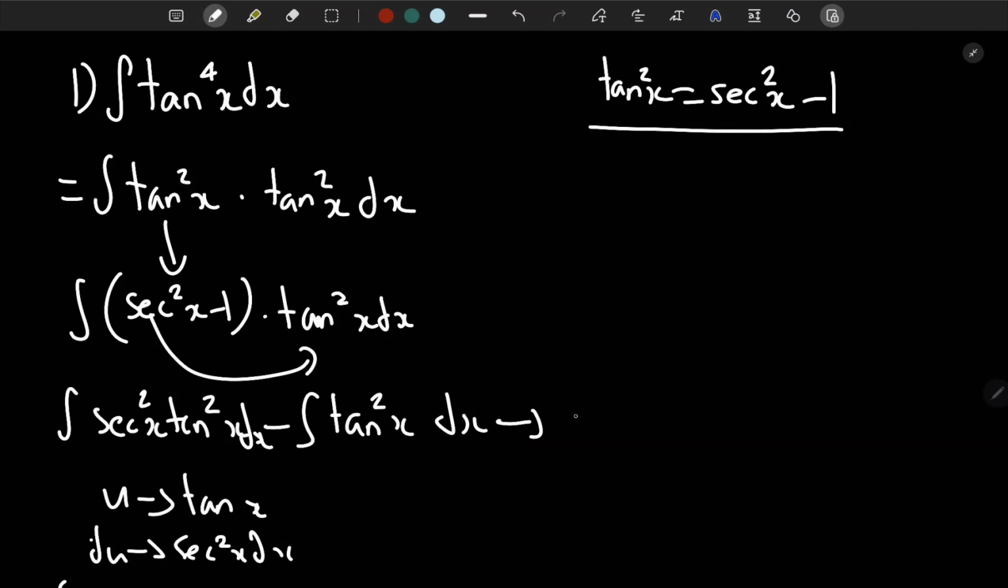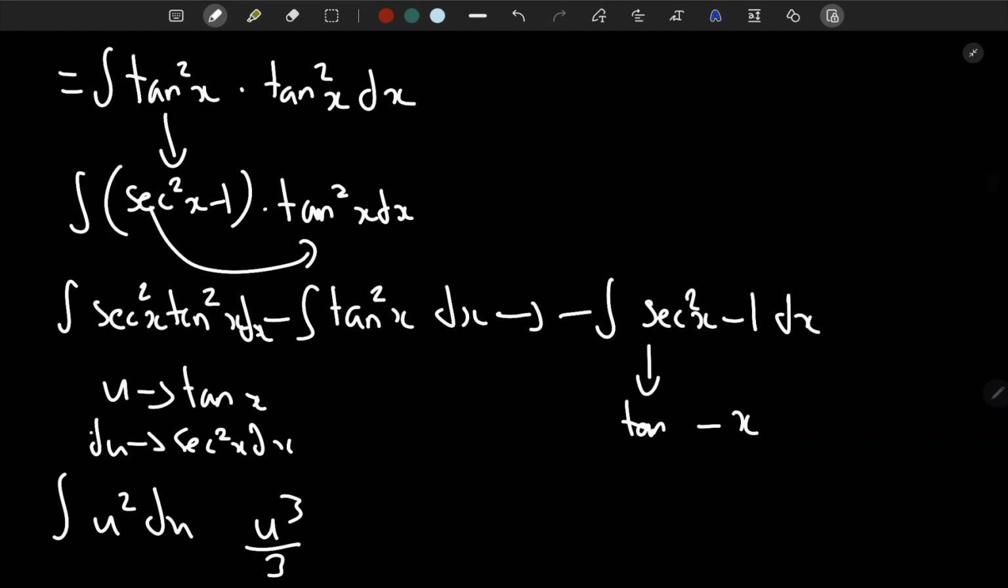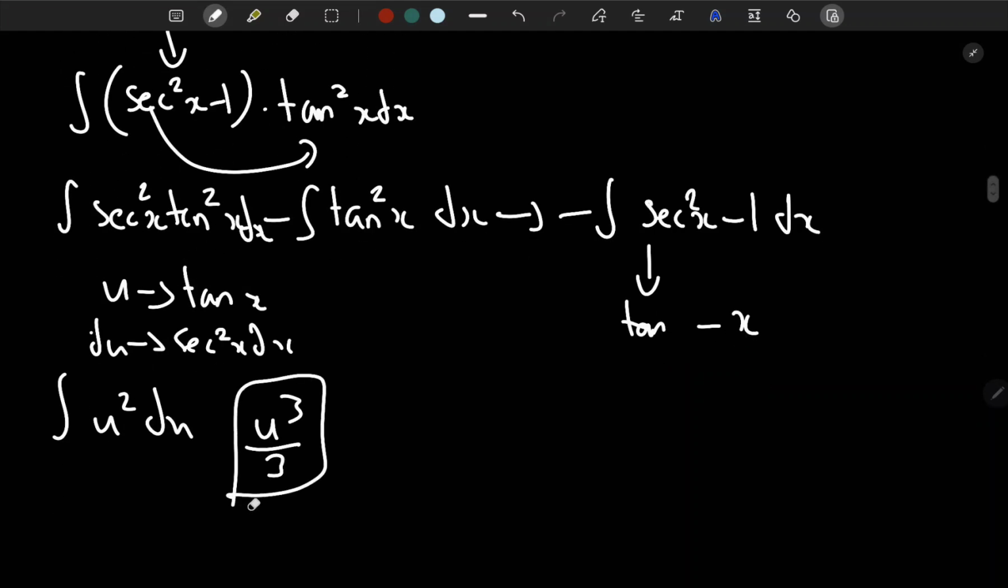So let's replace that with minus integration of secant squared x minus 1, and we know the integration of secant squared is just tan, and minus 1 will be minus x. Now I forgot to replace u here, so u was tan to the power of 3x over 3, and then remember that there is a minus sign over here.